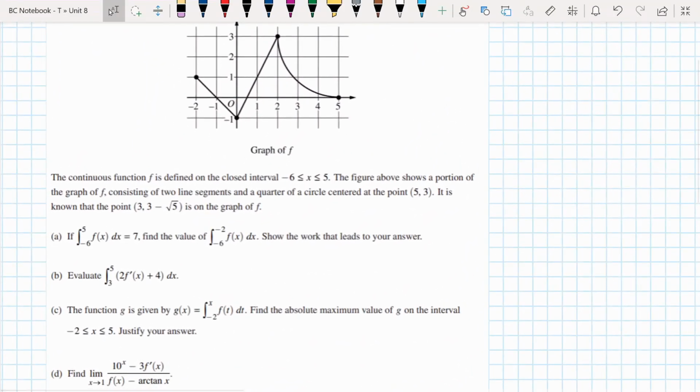Okay, very similar question. In this case, we have a function f. It is defined on the closed interval negative 6 to 5, and we're going to be asked a couple questions about this graph. So we're going to start by evaluating the value of the integral from negative 6 to positive 5.